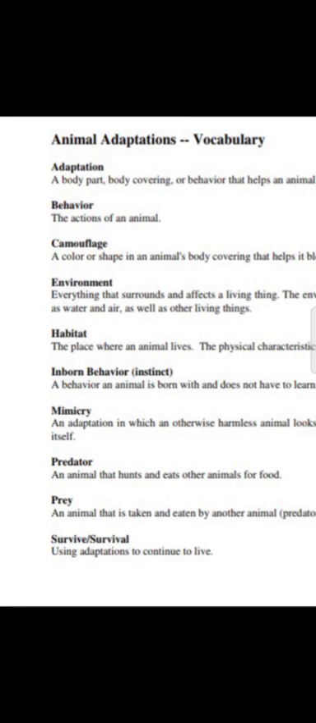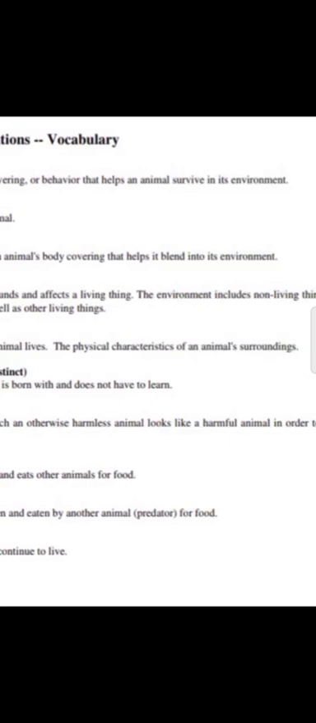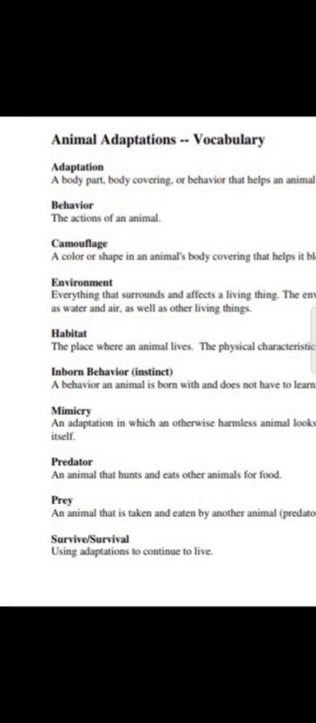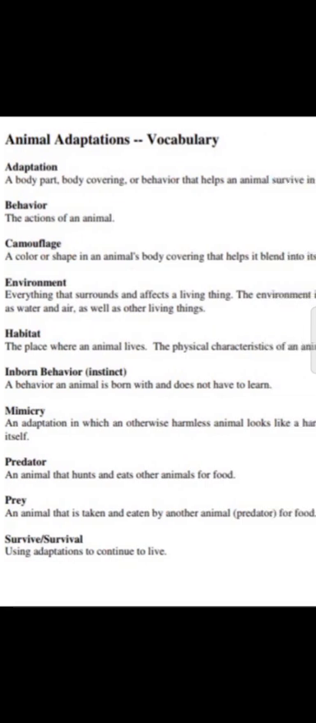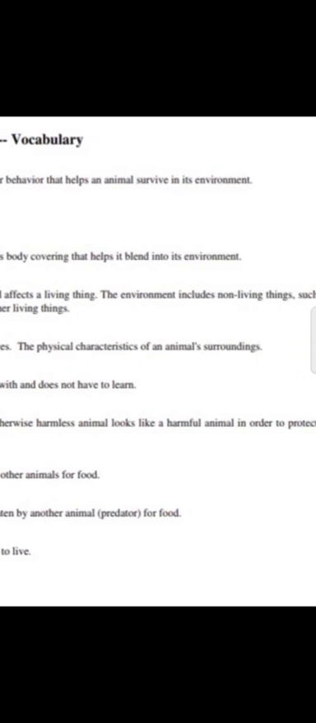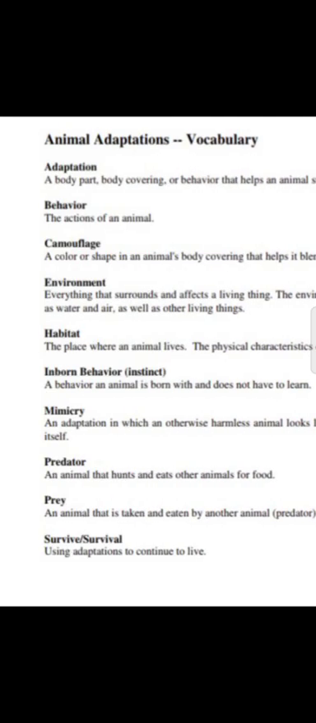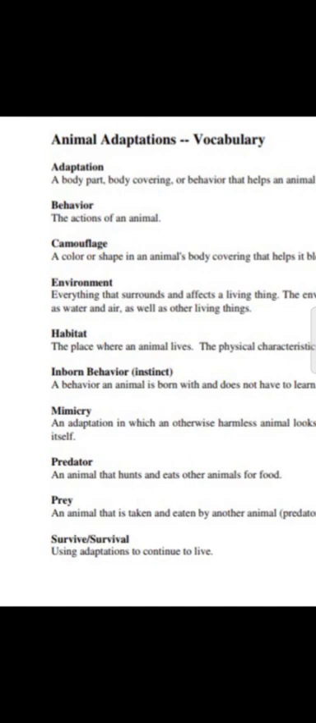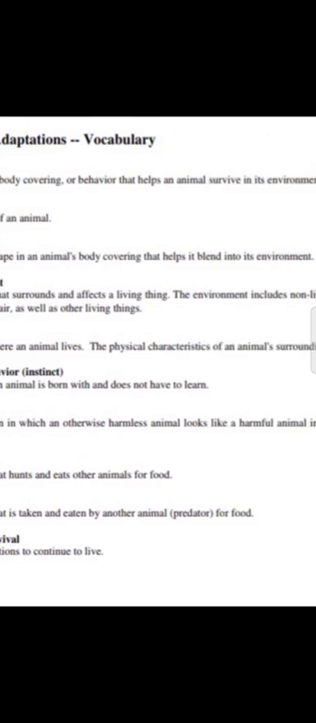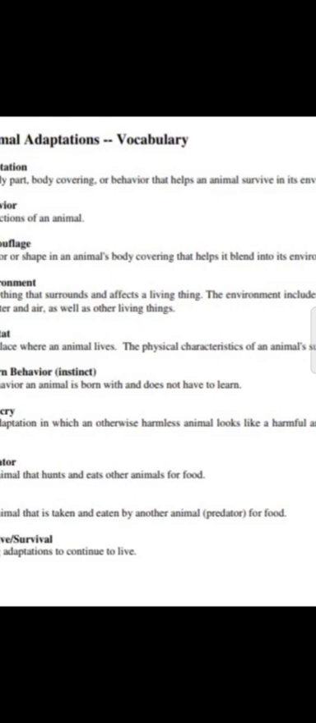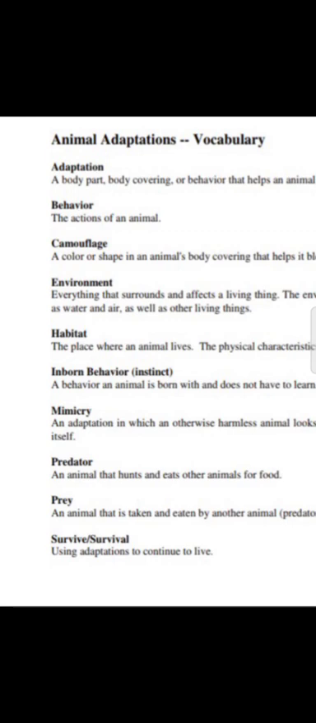Camouflage: a color or shape in an animal's body covering that helps it blend into its environment. What is environment? Everything that surrounds and affects a living thing. The environment includes non-living things such as water and air, as well as other living things. What is habitat? The place where an animal lives, the physical characteristics of an animal's surroundings. Inborn behavior, instinct: a behavior an animal is born with and does not have to learn. Mimicry: an adaptation in which an otherwise harmless animal looks like a harmful animal in order to protect itself. They can make different kinds of sound. That is mimicry.